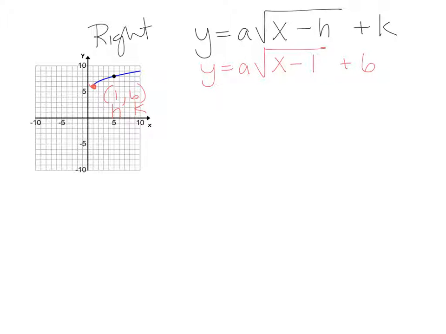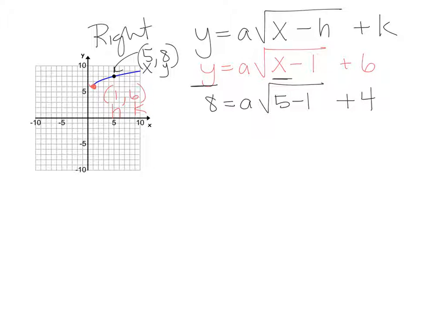Okay, in order to find a and to complete the equation, we need a point to plug in for x and y, which is this point right here, which is 5, 8. So for x we'll have 5, for y we'll have 8. So 8 equals a times the square root of 5 minus 1 plus 6. Oh, wow.